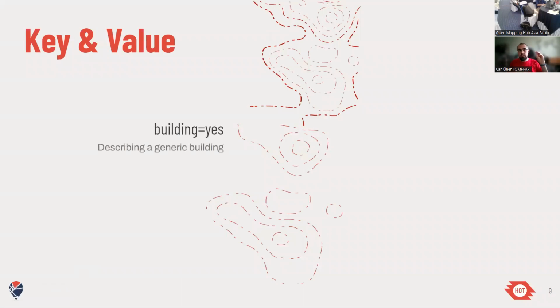So when I say building equals, yes, it is describing a generic building. So I don't know any detail about the building. I just maybe digitized it using the aerial imagery, but I don't know if it is a commercial building. I don't know if it's a residential building. I don't know if that building's a school, hospital, etc.